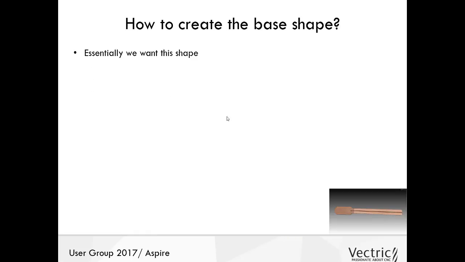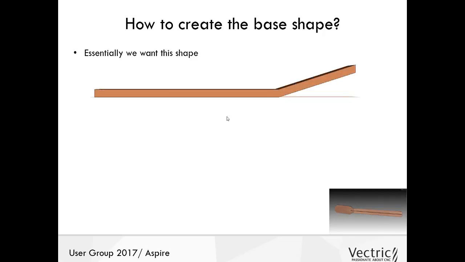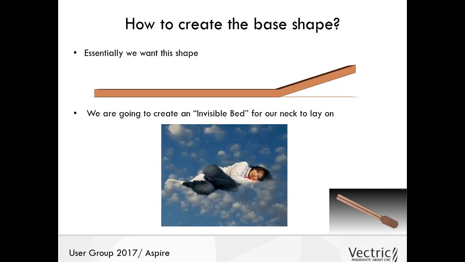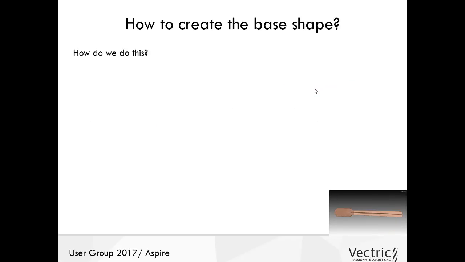So essentially we want to create this shape. This is a shape that represents the longest part of the neck, and then this is the angle of the headstock. And the way that we're going to achieve this is by what I've aptly named creating an invisible bed for our neck to lay on. This component you can see above is just a flat component, and it's raised because of the shape that's underneath it. And now I'm going to show you how we actually do this.